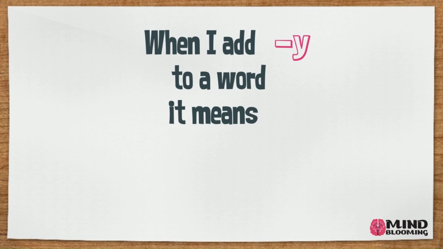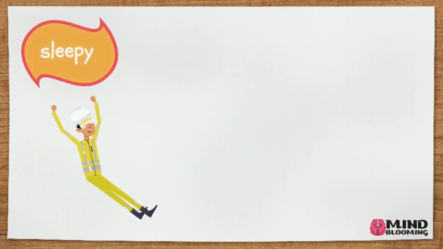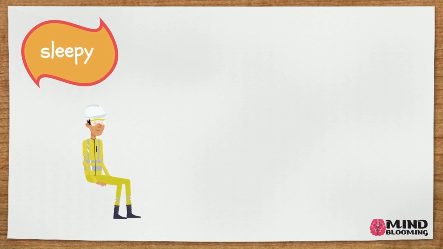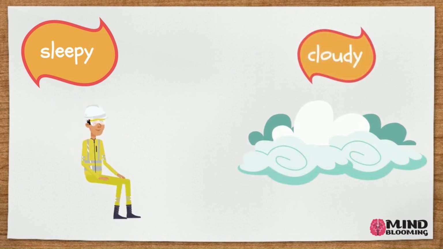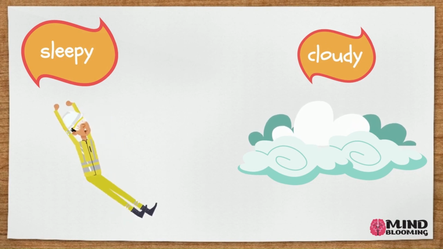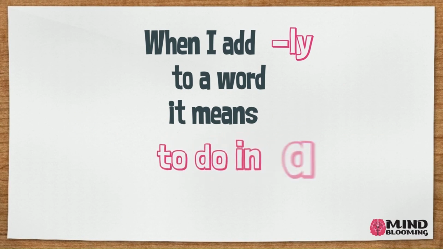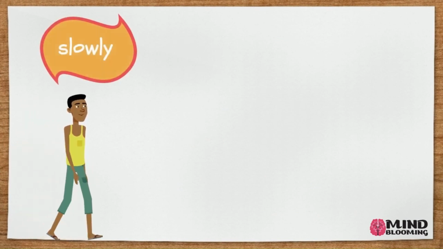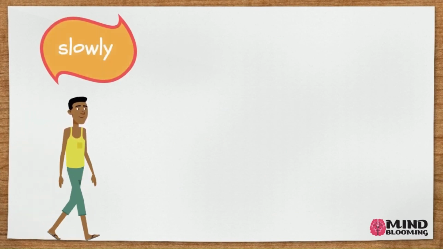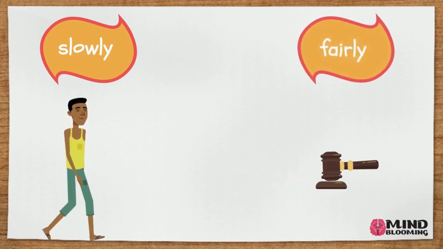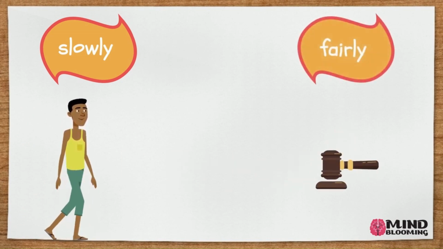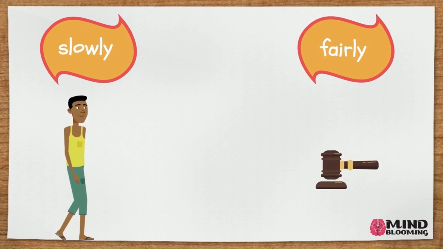When I add the suffix y to the end of a word, it means full of. So if I say he is sleepy, that means he is full of sleep. Or if I say the sky is cloudy, that means the sky is full of clouds. When I add the suffix ly to the end of a word, it means to do in a certain way. For example, when I say the man is walking slowly, I mean he is walking in a slow way. If I say this decision was made fairly, that means the decision was done in a fair way.